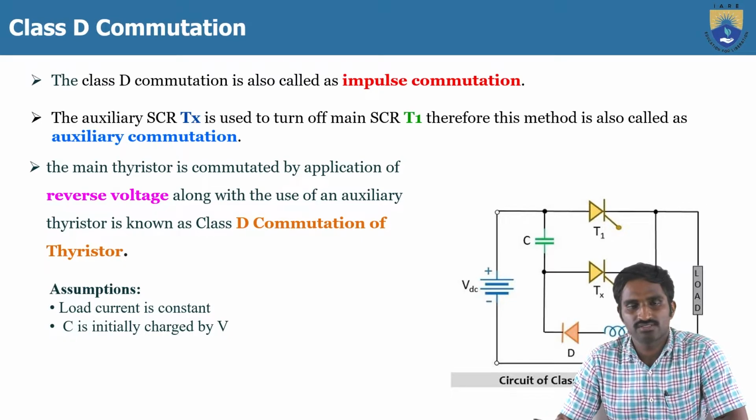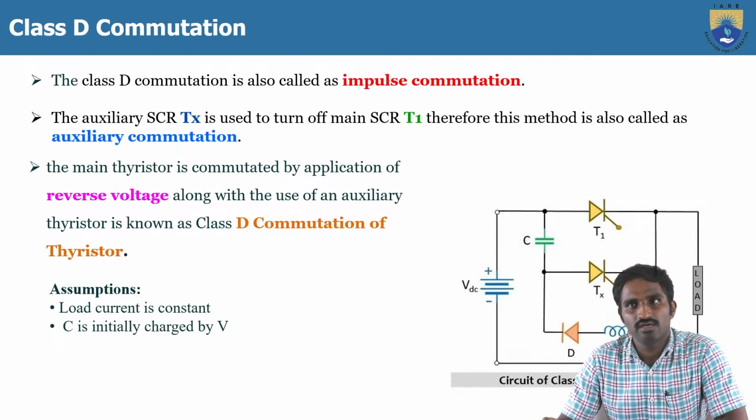There also we considered two thyristors, where we use the second thyristor to turn off the first thyristor, and similarly the first thyristor to turn off the second thyristor. But unlike that, here the main thyristor is T1, and we are going to turn off the main thyristor T1 by turning on the auxiliary thyristor TX. That is the process that we are going to do here. That's why this is an auxiliary thyristor.